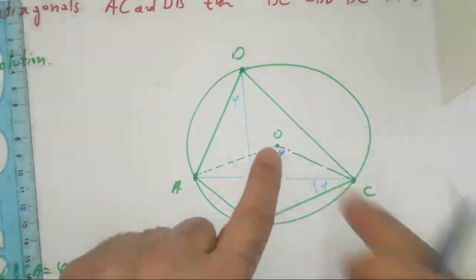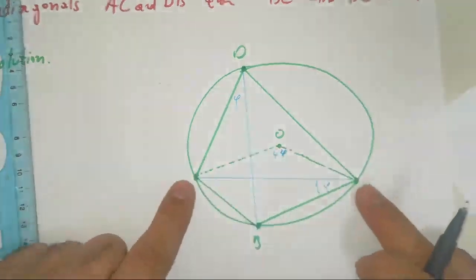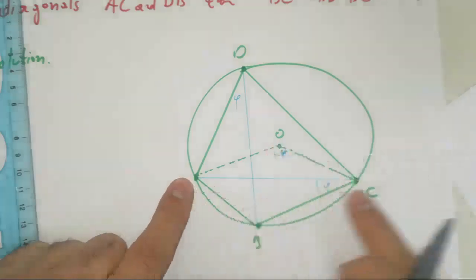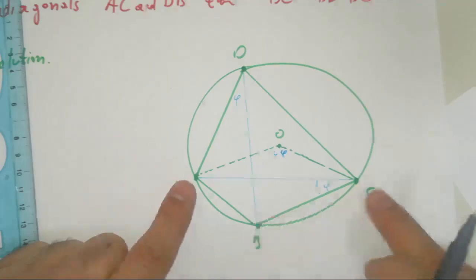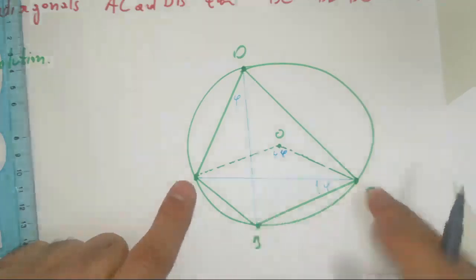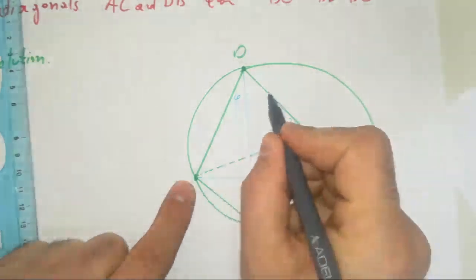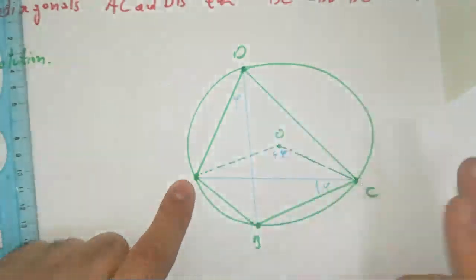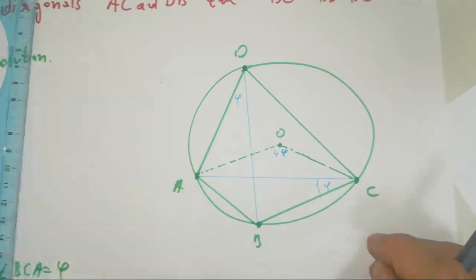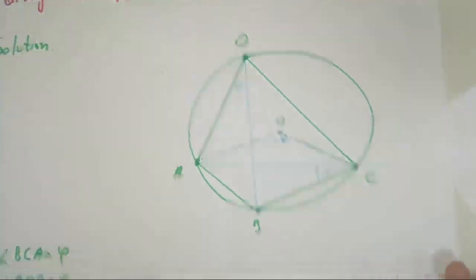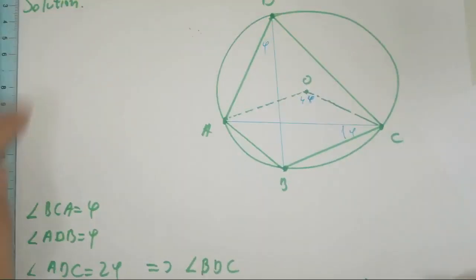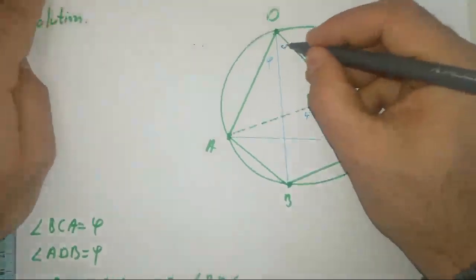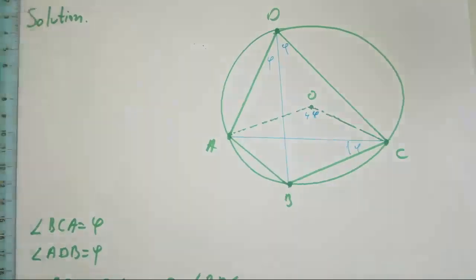If the central angle on top of the arc AC is 4 phi, then the peripheric angle on top of this arc AC will be 2 phi. So this angle, which is ADC, the peripheric angle here will be 2 phi. If ADC is 2 phi, but ADB is phi, then this one must be phi.